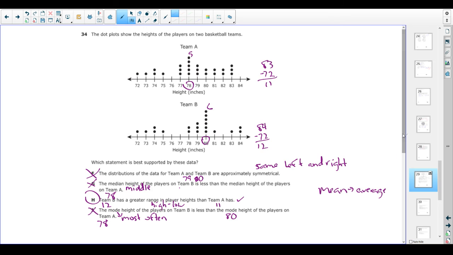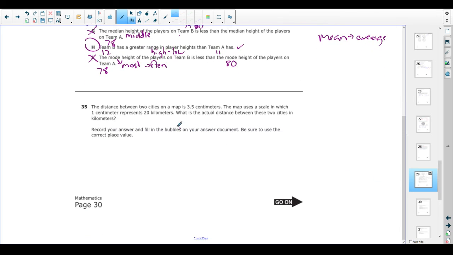Okay. 35. The distance between two cities on a map is 3.5 centimeters. The map uses a scale in which 1 centimeter is 20 kilometers. What's the actual distance between these cities? Anytime you see scale, anytime you see two separate units going on, this is a proportion question. We're comparing centimeters to kilometers. On the map, 1 centimeter over 20 kilometers equals 3.5 centimeters over the actual distance in kilometers, 3.5 over x.